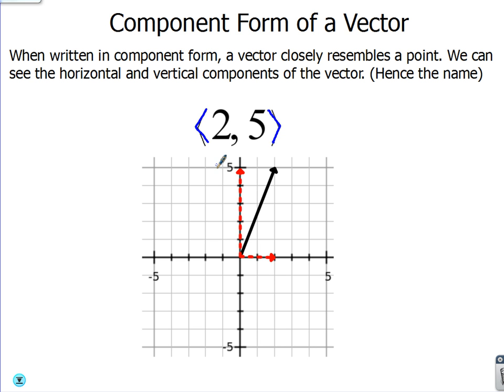Your component form here, your horizontal component would be 2, your vertical component would be 5. The vector actually goes to the point 2, 5. Draw the vector, initial point 0, 0. There's the vector 2, 5.